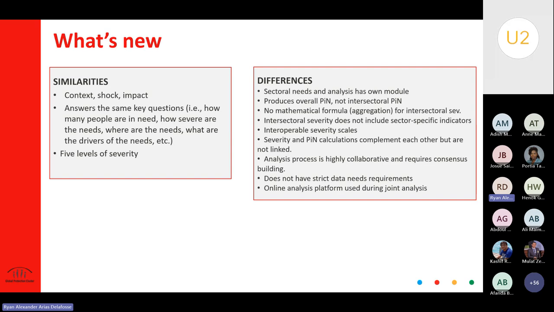For the protection cluster, our severity and PIN currently are linked. It may or may not be the same with AORs. The analysis process is much more collaborative than it was previously. Like I mentioned, it's very similar to when the protection clusters and AORs have their own joint analysis. Data need requirements have been loosened. You can integrate lots of different types of data, which you could not do previously. And there is also an online analysis platform.